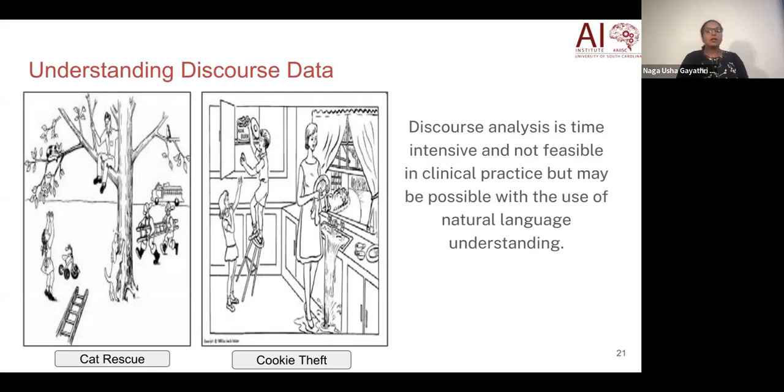So this is a discourse data example that was proposed in the dissertation proposal. It covers the cat rescue picture description and the cookie theft picture description. This is a discourse task used in aphasia therapy to assess language skills. In this task, a patient is shown a picture and asked to tell a story about what's happening in the picture, including a beginning, middle, and end. The patient can look at the picture while telling the story. We capture the audio output of the patient and transcribe it to a textual discourse form, and we work with it to identify the main concepts.